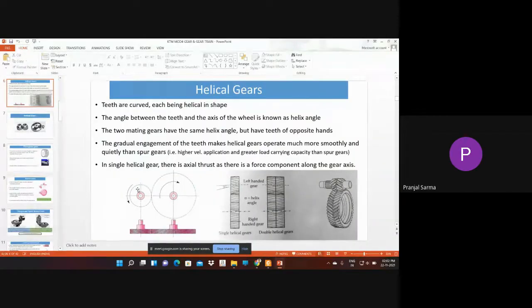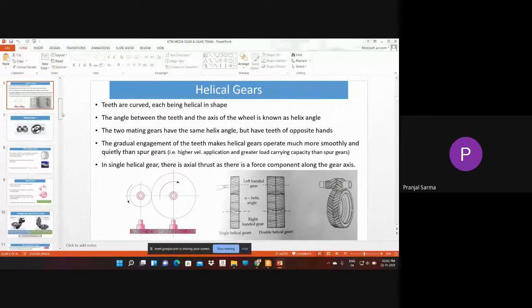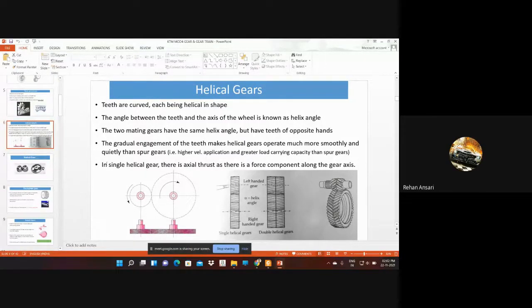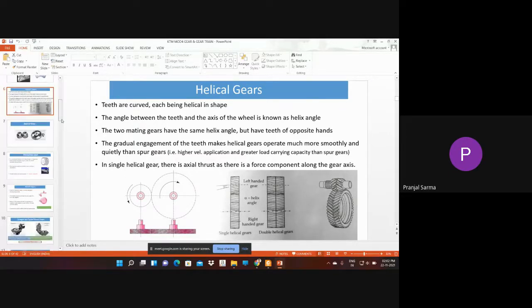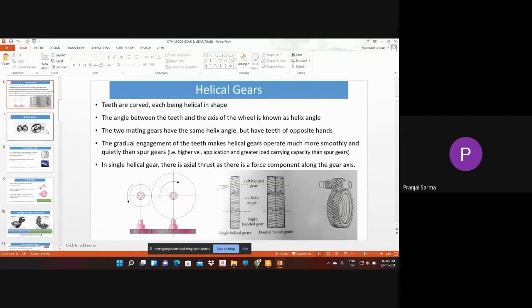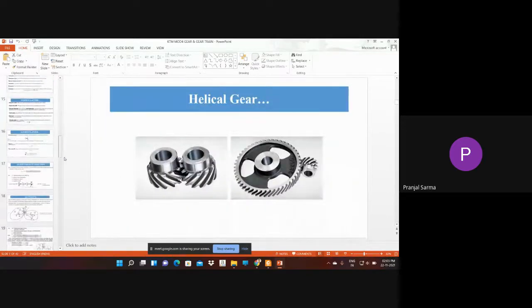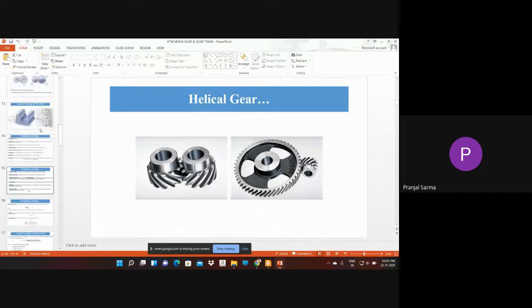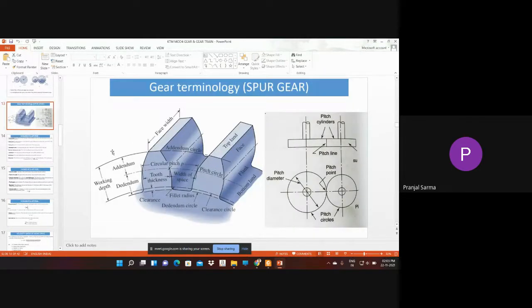The last class I have given you two links, no? The YouTube videos on gear nomenclature, as well as gear classification. So there I hope you have gone through the different gear nomenclatures, where we have utilized the spur gear as the reference gear so as to show the different terminologies which are associated with gear.